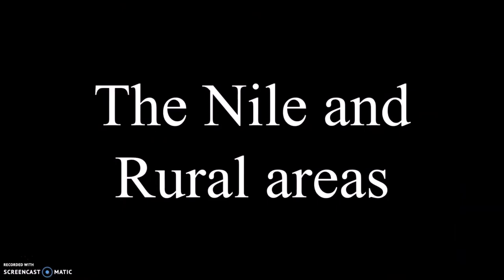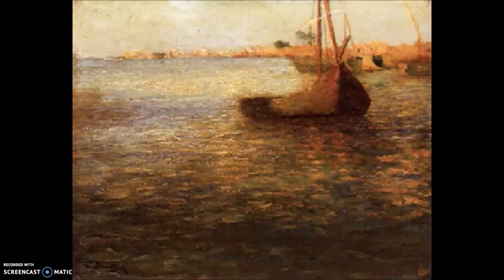Now we come to the Nile and rural areas in Ludwig Deutsch paintings. Here we have this painting under the name Boat in a Harbor. And it is not dated, and it is very abstract. It is very much with less details of the Nile and of a boat.